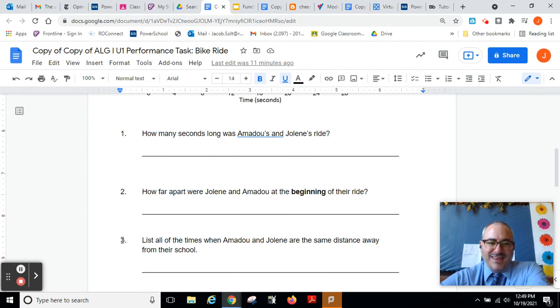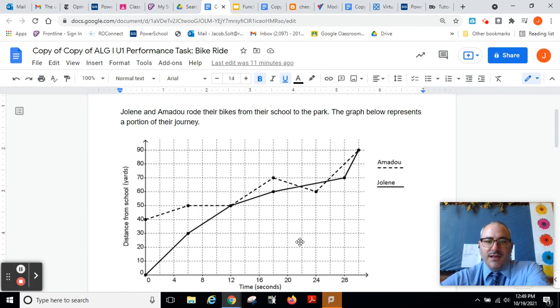Okay, now I'm unpaused. List all of the times when Amadou and Jolene are the same distance away from their school. Okay, so where are they the same? They're going to be the same wherever those lines cross. And let me give you the coordinates of the harder one. There's 2 hard ones. Let me give you the coordinates of one of the harder ones. All right. I see 3 crossings. I see 4 crossings now. Do you see? I think you might see the first 3.